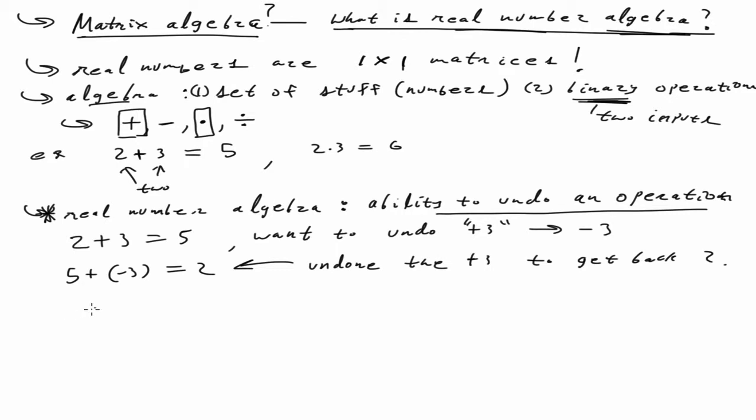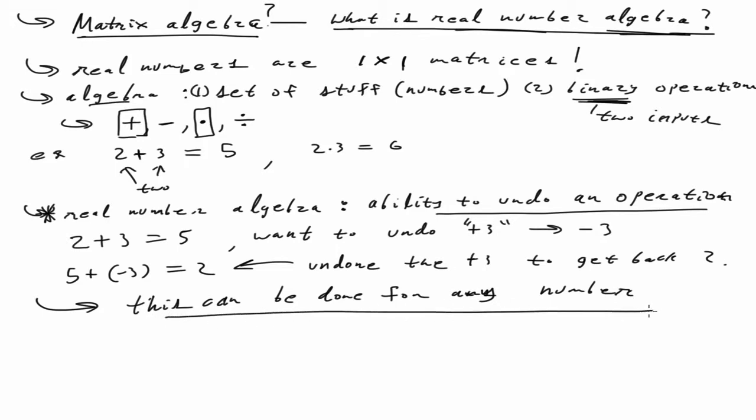Okay, and one key fact about this is this can be done for any number. You take two numbers, add them together, you can always subtract off one of the numbers and get back to where you started. Okay, and that's really important.